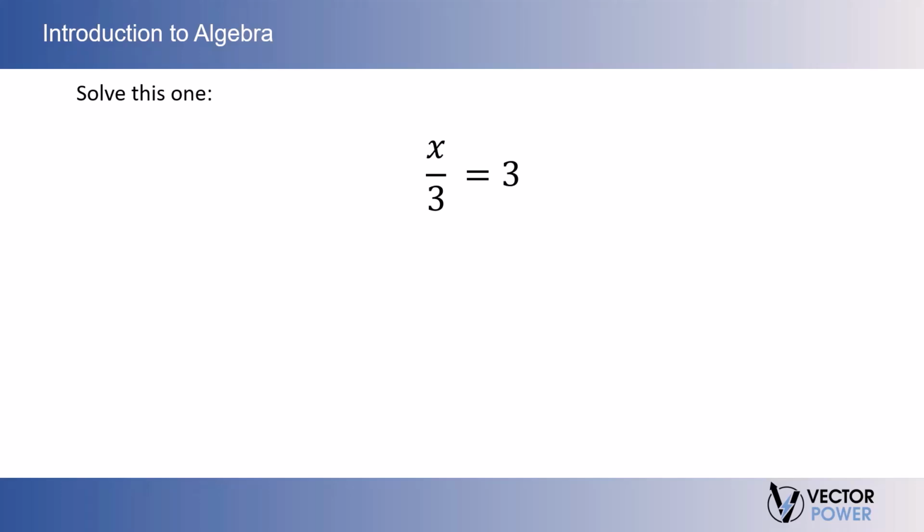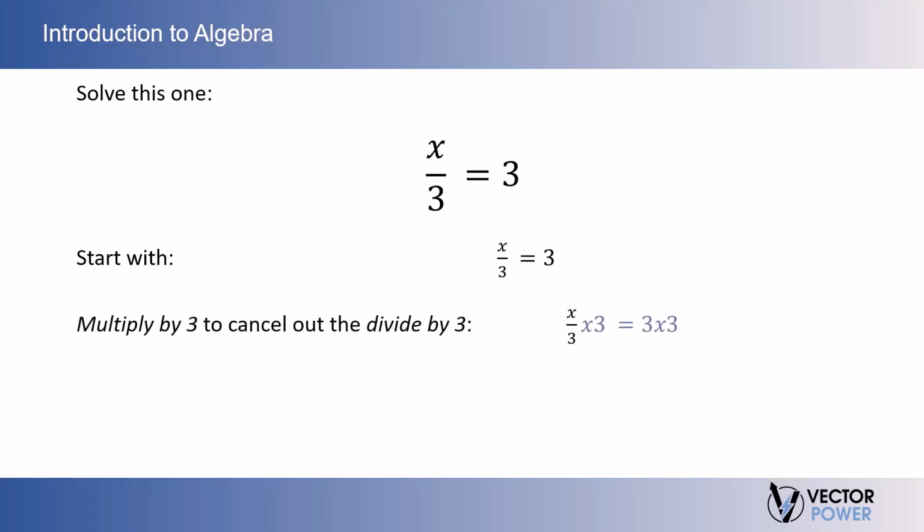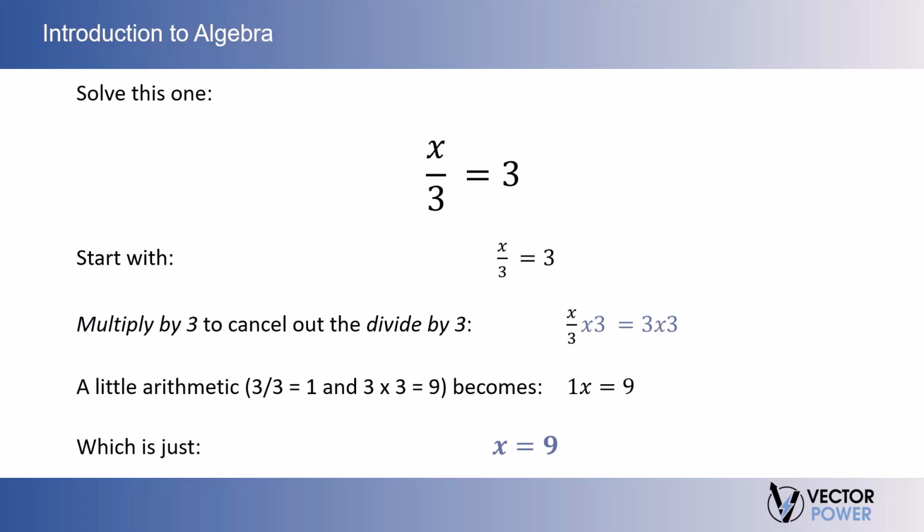So again, we'll start with x divided by 3 equals 3. Now, we'll multiply by 3 to cancel out the divide by 3. So, again, we rework and we have x divided by 3 times 3 equals 3 times 3. Once again, we just put forth a little bit of arithmetic. 3 divided by 3 equals 1, and 3 times 3 equals 9. Therefore, our problem becomes 1x equals 9, which is just the same as saying x equals 9. Once again, problem is solved.